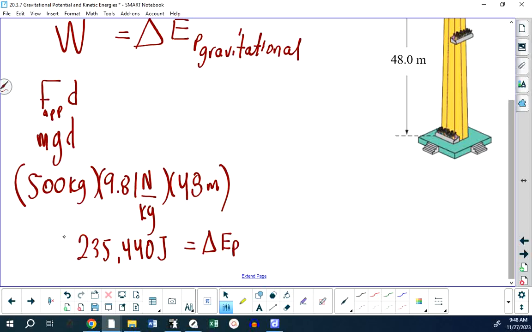It is not necessarily the potential energy they have. It's the change in the potential energy. And we'll talk a little bit more about that in a second. That's the answer to the question. Any questions with that example?